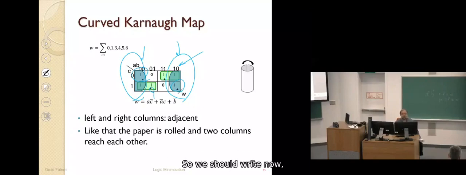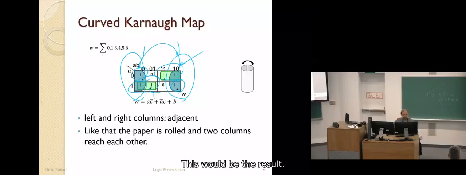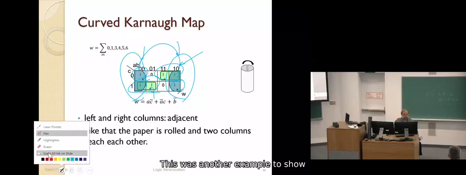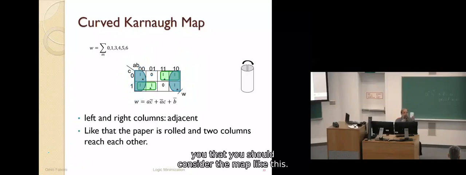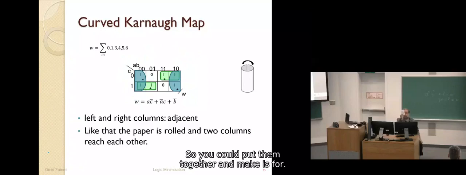So we should write now. Our function would be two terms, because it has two terms, and one term, which is B naught. So this would be the result. This was another example to show you that you should consider the map like this. These 2 columns also have B naught in common, so you could put them together and make this 4.